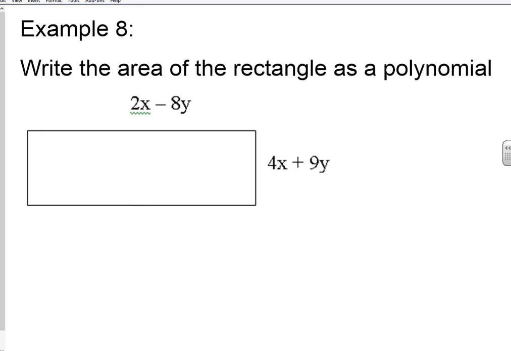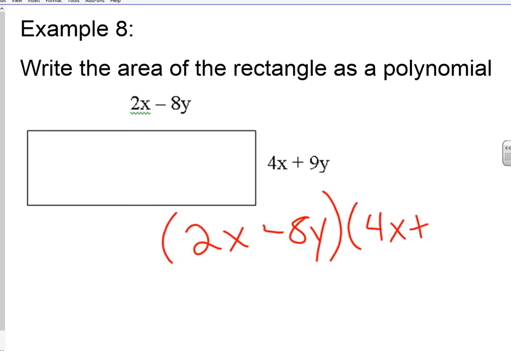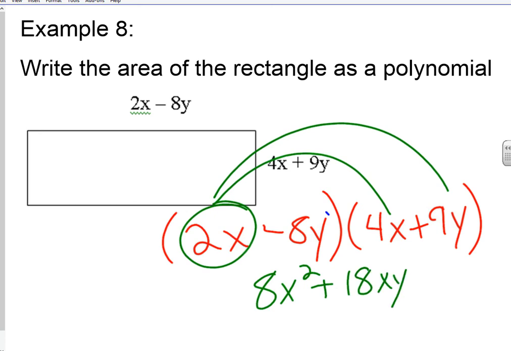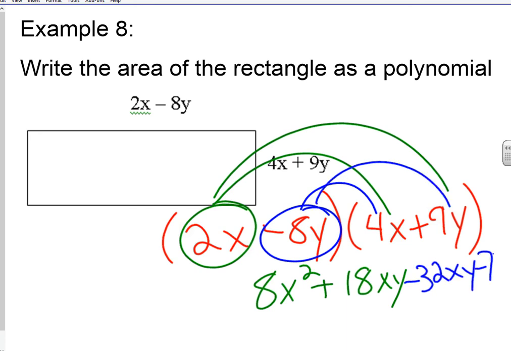Pause it. So we multiply. First term, 8x squared plus 18xy. Negative 8 multiplied, negative 32xy, and negative 72y squared.